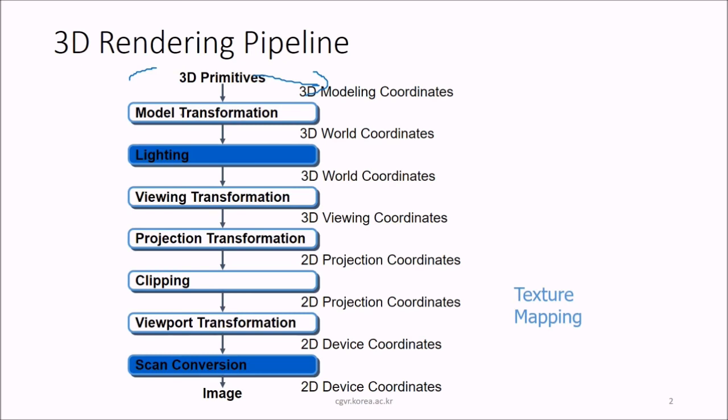Then we transform the model, that is model transformation is done to bring them into the world coordinate. Then the lighting is applied, which is again in 3D world coordinate, and then viewing transformation is done here. Then with the world coordinate, it is brought into the 3D viewing coordinate through projection transformation, then projection coordinate, then clipping into the 2D projection coordinate, then viewport transformation and scan conversion. So we'll see the texture mapping today.